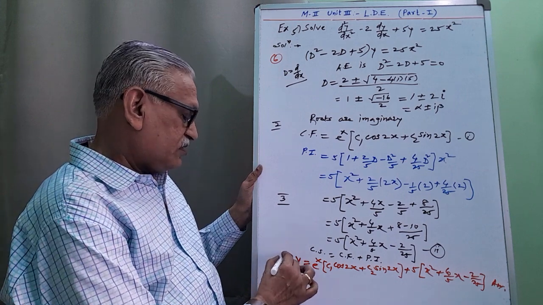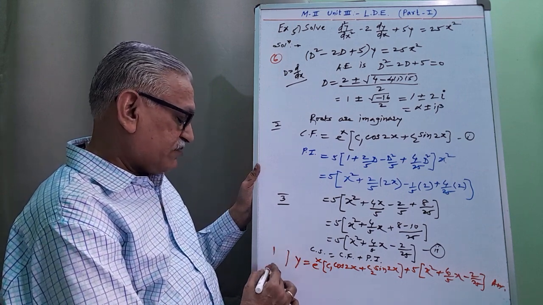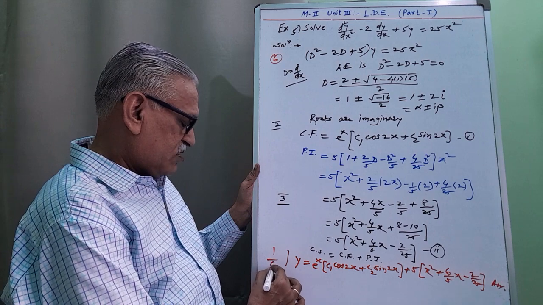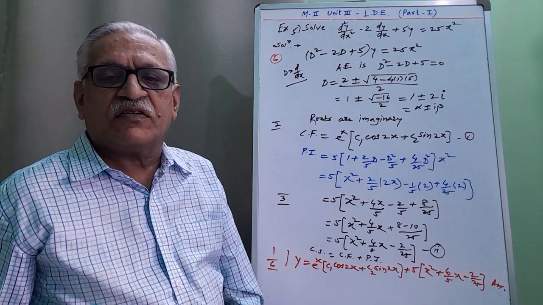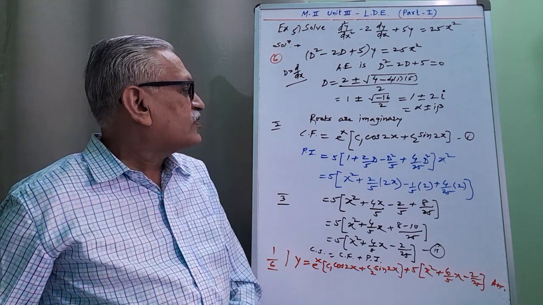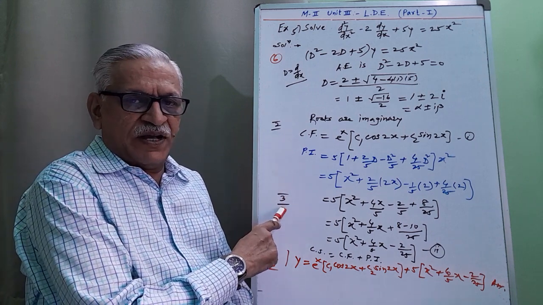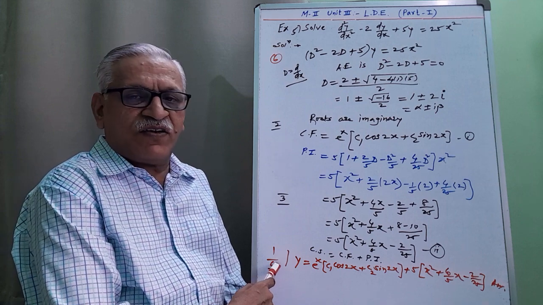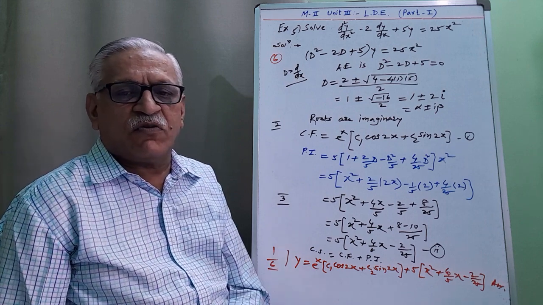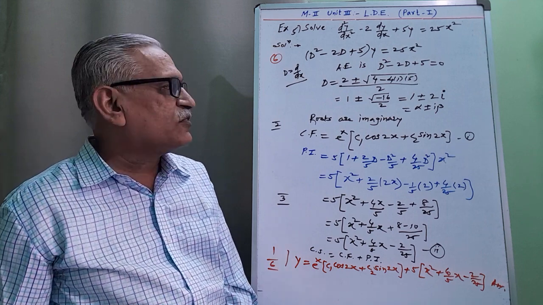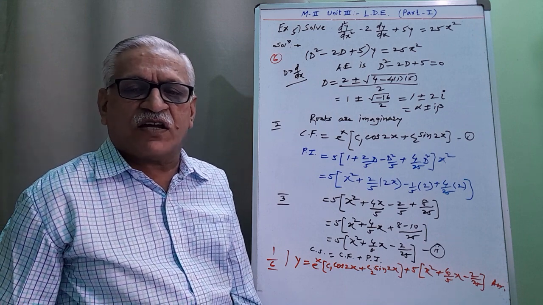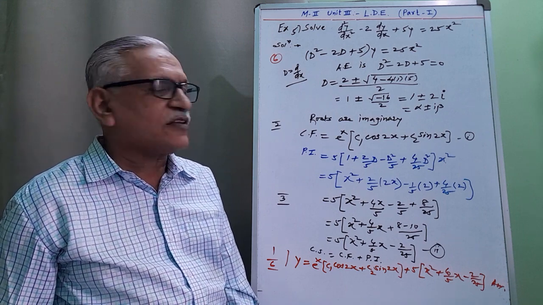And for this last step, 1 mark. Total 6 marks: 2 marks for CF, 3 marks for PI and 1 mark for the final solution. Sum of all this is 6. Therefore, generally a problem of this type is asked for 6 marks.